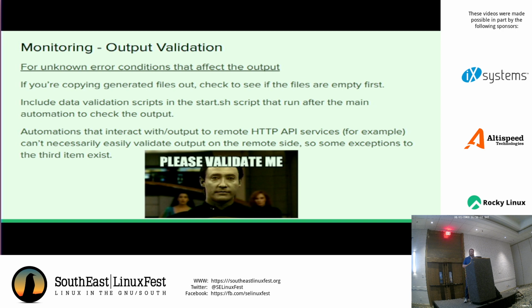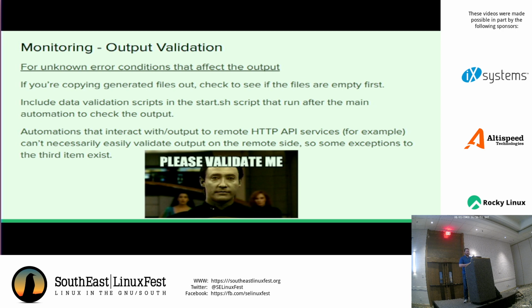So if the automation generated some files that are going to be sent out elsewhere, you can do things like check if they're empty first. I use Ansible to copy some generated CSV files out to Splunk, and the Ansible playbook for that has a check to be sure that the new file isn't empty before it overwrites the old file. You can also use some data validation scripts that run after the main automation and perform whatever checks you have to confirm that that's the proper output.